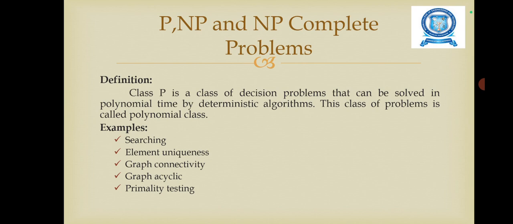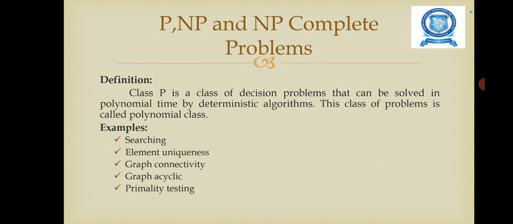It is a class of decision problems that can be solved in polynomial time by deterministic algorithms. This type of problem is called a polynomial problem. That means it can be solved in polynomial time, and the set is what computer science theoreticians call P. The formal definition includes in P only decision problems, which are problems with yes or no answers.